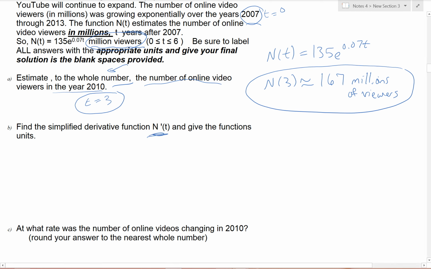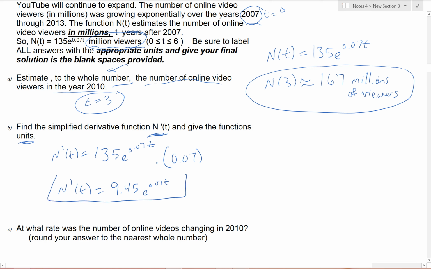Now we're going to find the derivative, and we also want to include the units on that. So the derivative, remember, it's the exponential. I'm going to use my chain rule. The first thing you write down is the original expression, 135e to the 0.07 times time, and then multiply, so not done yet, don't forget to multiply by the derivative of the inside, which is 0.07, and I'm going to simplify that. I can take my 0.07 times my 135, and so that comes out to 9.45e to the 0.07 times time. And there's my derivative expression.